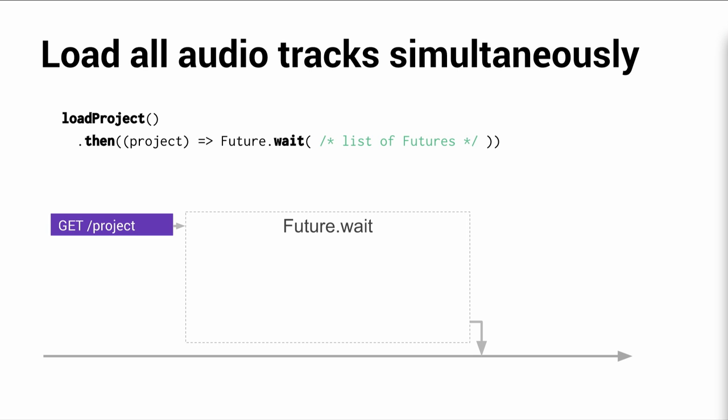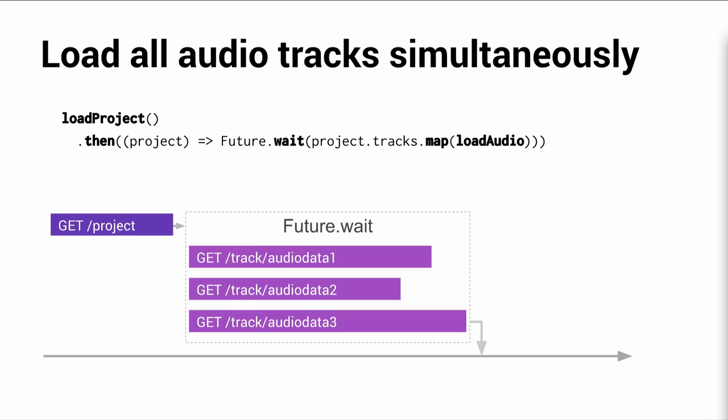So first we load the project, and when it's executed loading the project, and then we have our information about the project and the tracks, then we will have the project instance here, so we can work on that. And then we're using something that is called a wait method. That means that you can pass in a list of futures, and when all the futures have executed their job, it actually continues. So in the future wait method, we pass in a list of futures from the load audio method. And that can also be done very neatly in Dart here. So we have the project instance, we're calling the tracks, and we're using something that is called a map, which actually collects all the futures from the load audio method calls into a list and passes that into the future wait. So it's quite a very dense way of doing asynchronous programming.